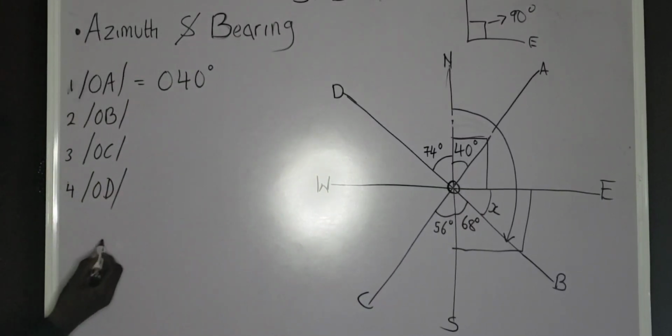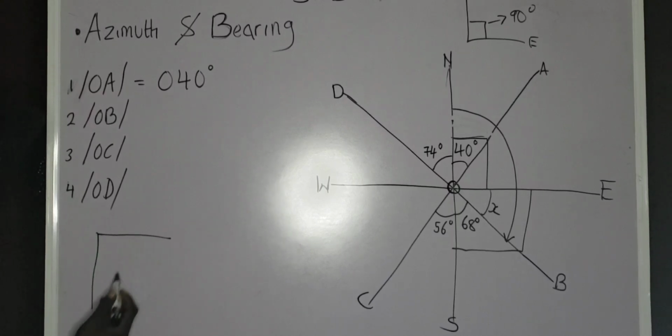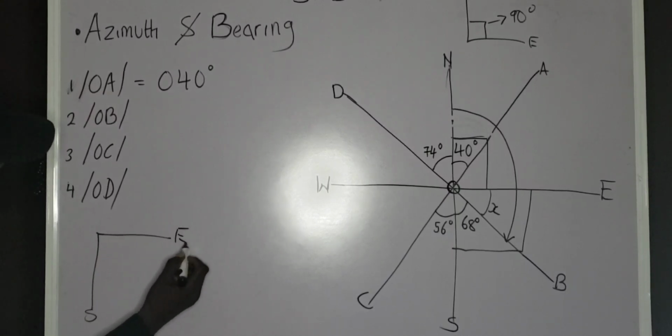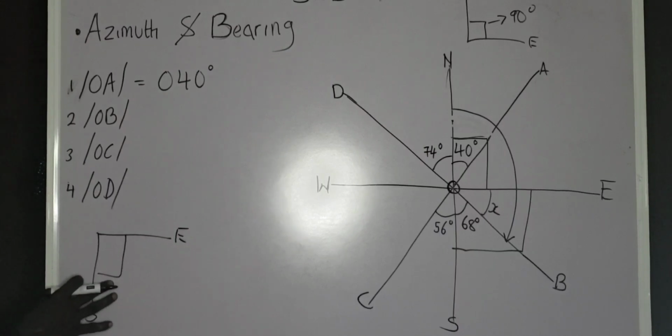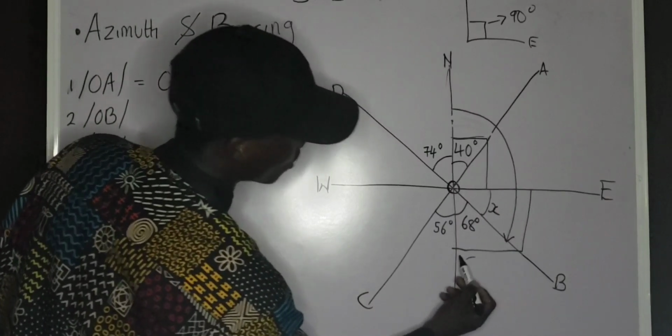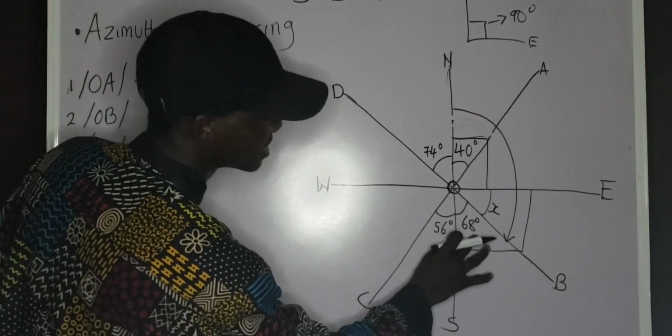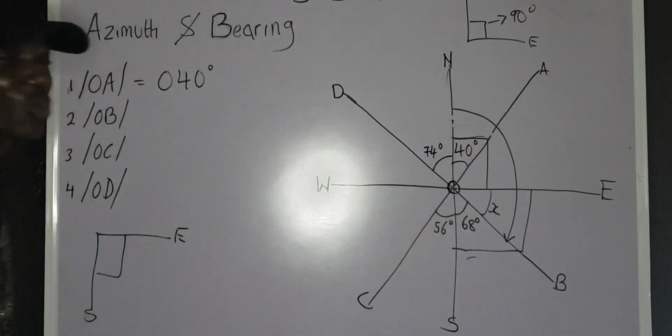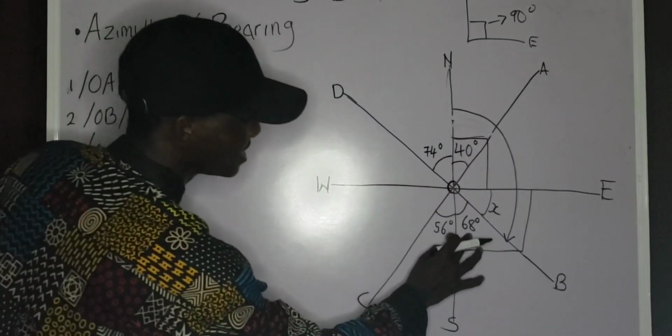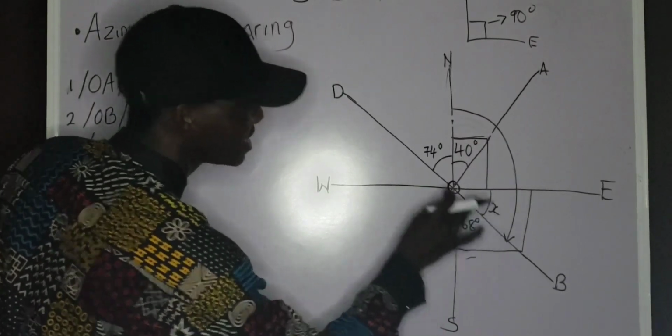Please, I want you to pay attention. If I have something like this, a typical example of a right angle, southeast. The sum of this angle is what? 90 degrees. So the sum of this angle also is 90 degrees. But I know this angle as 68 degrees. Now how do I calculate the value of x? I have to subtract 68 degrees from 90 degrees.